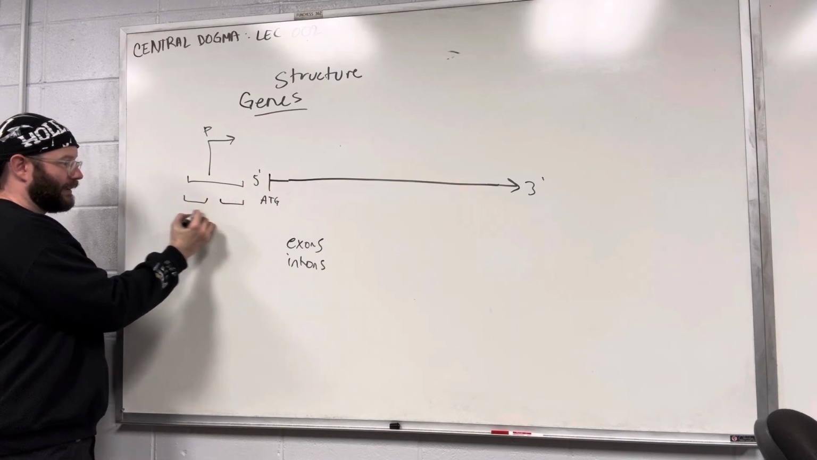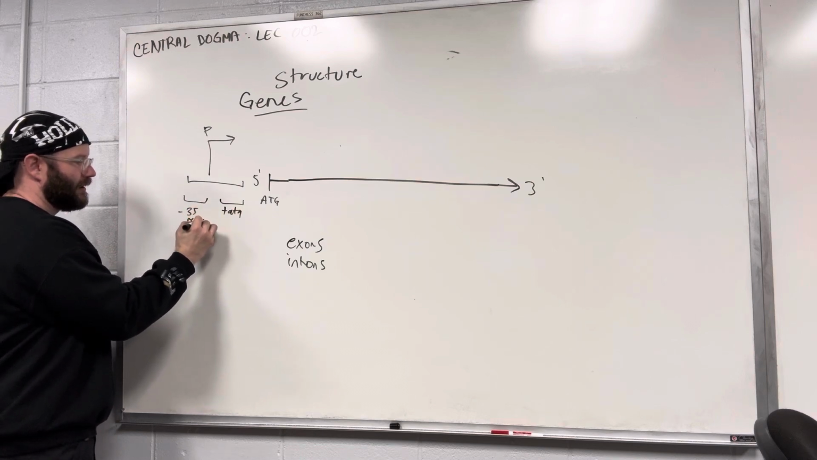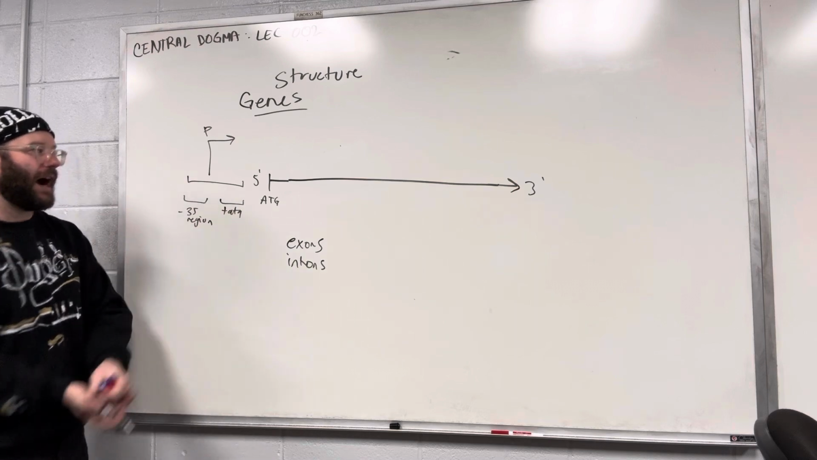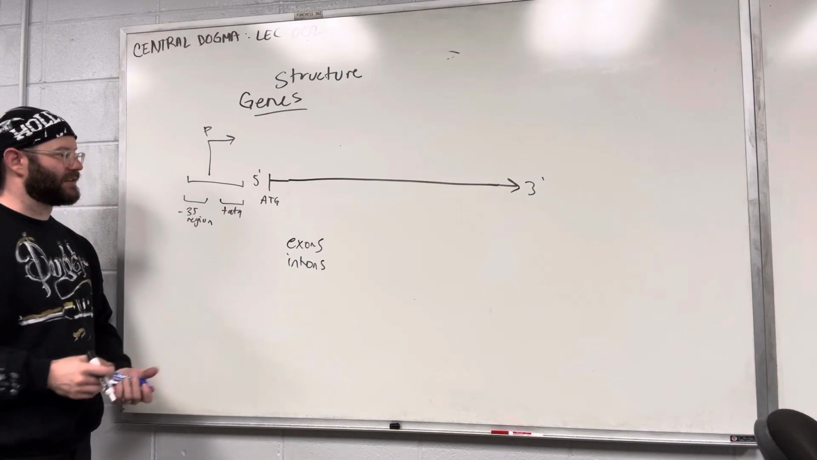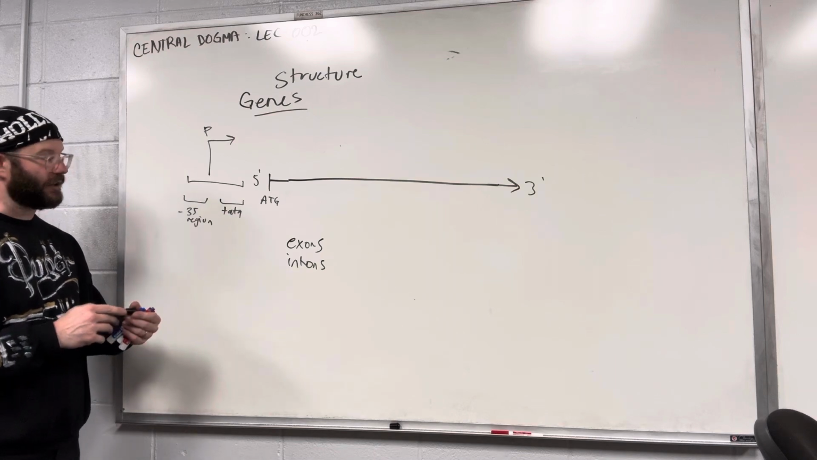Is it the TATA box? Yep, there's a TATA box. There's a -35 region. Okay? What do these regions do? What's actually happening? How is the gene actually transcribed in the central dogma? What does the promoter actually do?